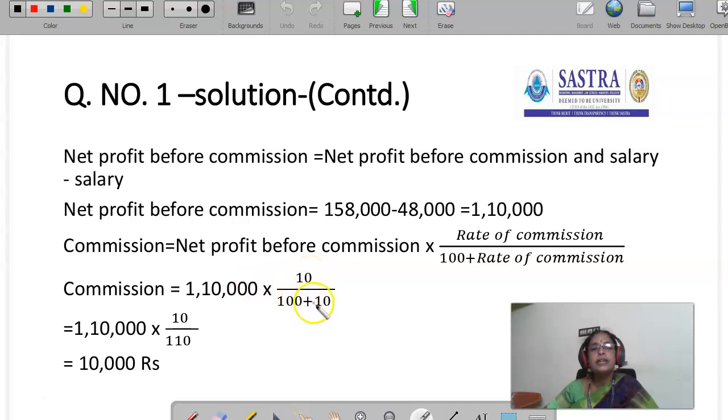So here the rate should be added with 100. So 1,10,000 into 10 by 110. The commission of Y is 10,000 rupees. The salary of X is 48,000 and the commission of Y is 10,000. In this way we have to calculate salary and the commission of the partners.